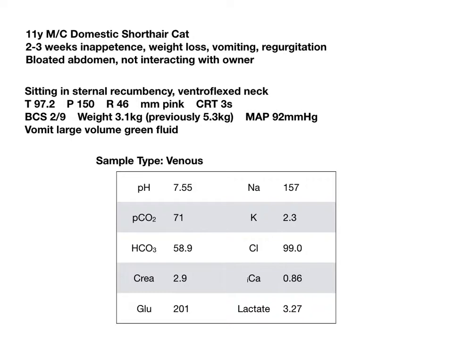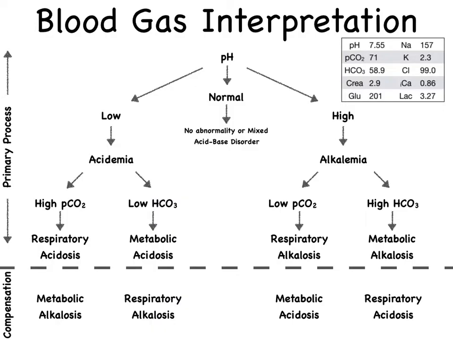Alright. The first step in interpreting the blood gas is to determine what type of sample we have. Is it arterial or venous? This is a venous sample, so we know we aren't going to be looking at an oxygenation status, so we can move straight on to the acid-base interpretation. So step 1 is to assess the pH of the blood. This patient's pH is 7.55. It's really high, which means the patient has an alkalemia.